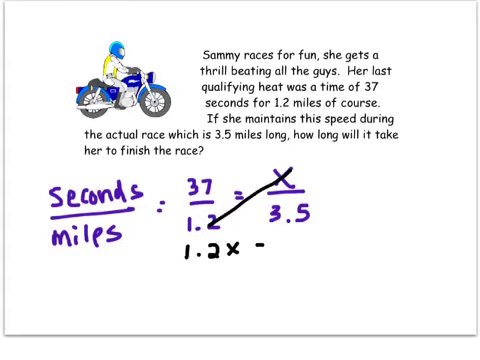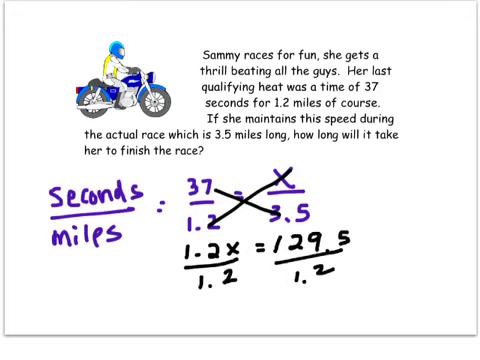1.2x equals, when I multiply that, what do I get? I get 129.5. Divide both sides by 1.2. And I get 107.9 seconds equals x. Okay, you got to make sure you put the seconds. Whoa.